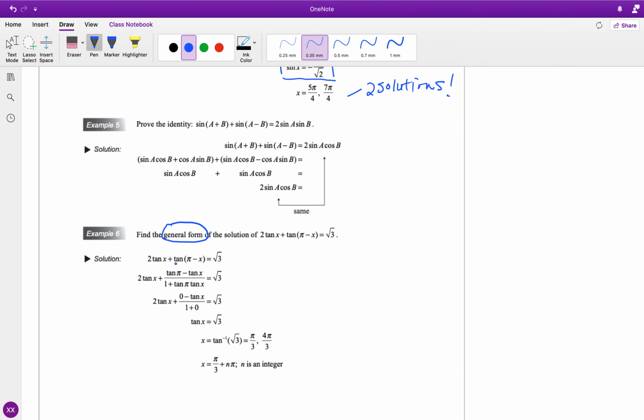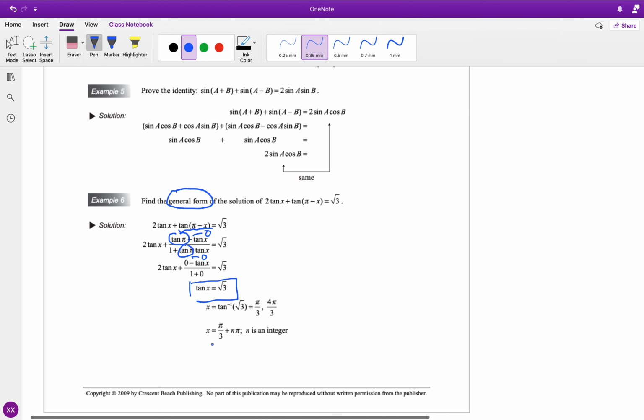Now this question, you just need to know the general form. Again, use the formula. So the difference between two angles for tangent is this bunch. Another thing to be noted is that tangent of pi equals 0. And then you got this one here. So it's as simple as tangent x equals √3. And pay attention to how to write it in the general form.